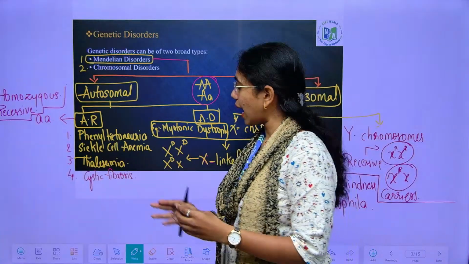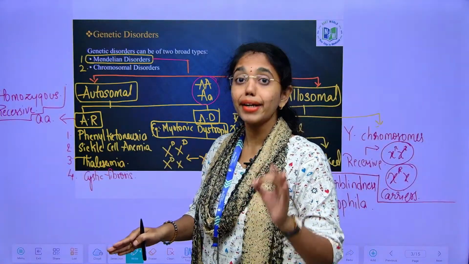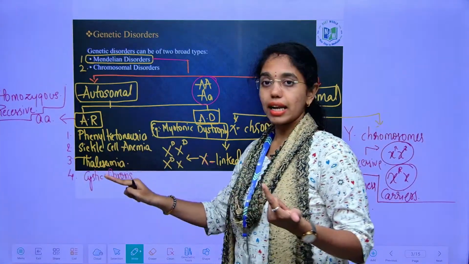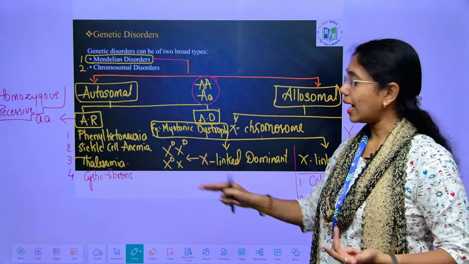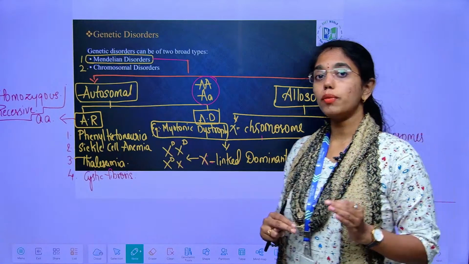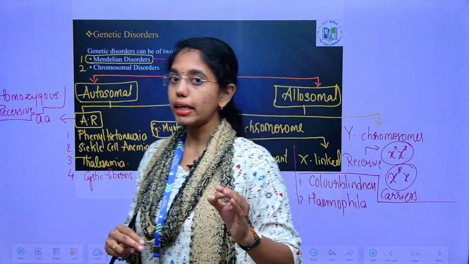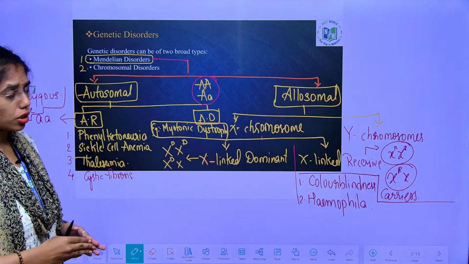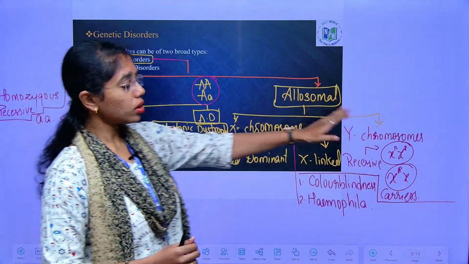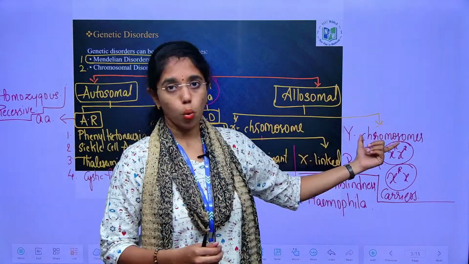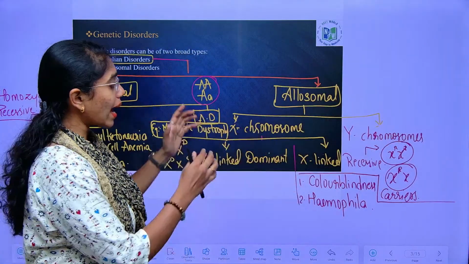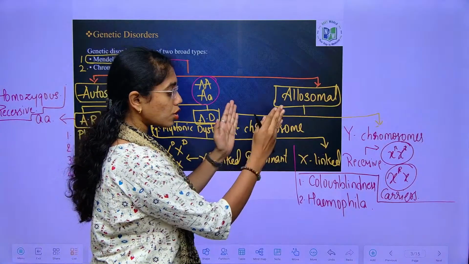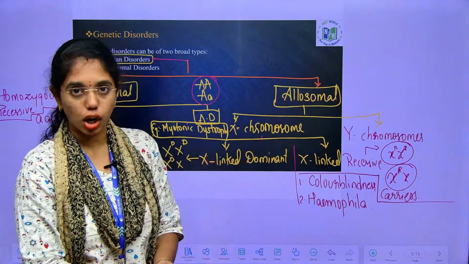In autosomal recessive, we have four disorders to be learnt in a detailed way: phenylketonuria, sickle cell anemia, thalassemia and cystic fibrosis. Autosomal dominant includes myotonic dystrophy. And here, allosomal disorders are of both types, X chromosome and Y chromosome. For the X chromosome, again based on the pattern of inheritance, we have X-linked dominant disorders and X-linked recessive disorders.